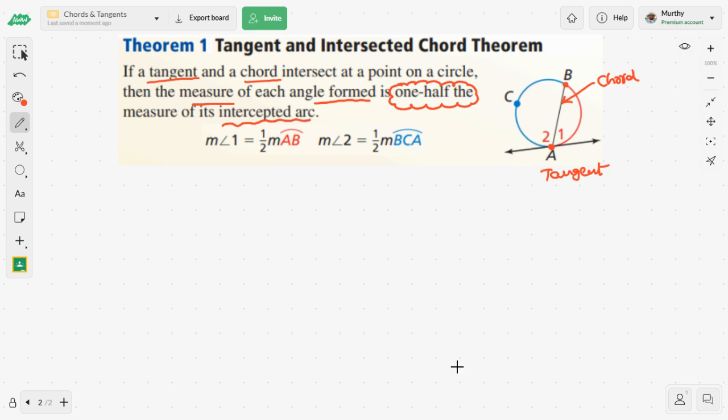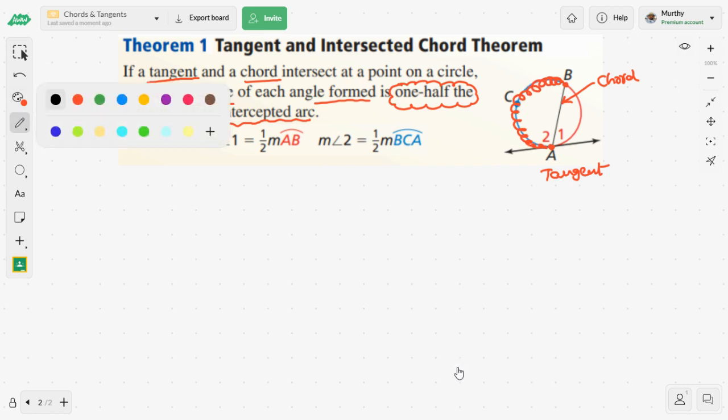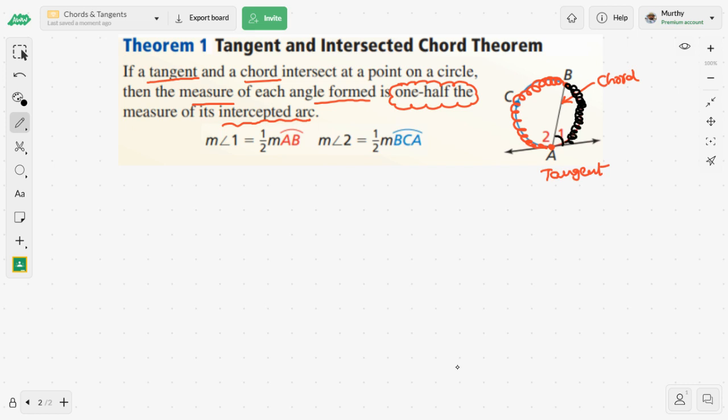So here, intercepted arc means, suppose I am taking angle 2, then angle 2 and this is the intercepted arc. So the measure of angle 2 equals half of the measure of arc BCA, this one. And the measure of angle 1, which is here on the other side, is half of the measure of arc AB. Okay?